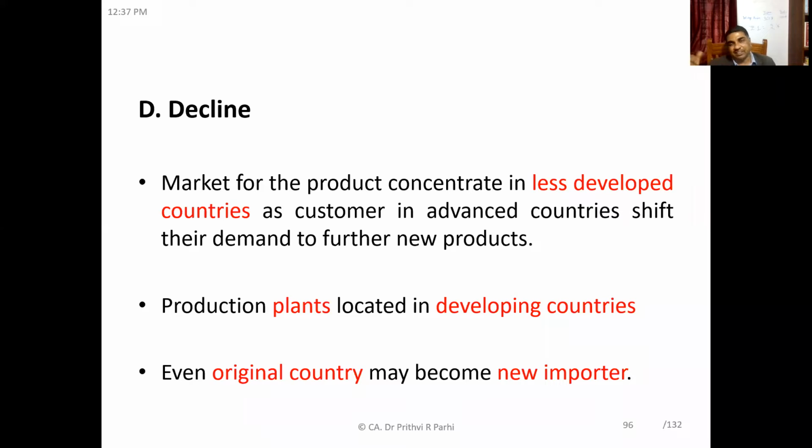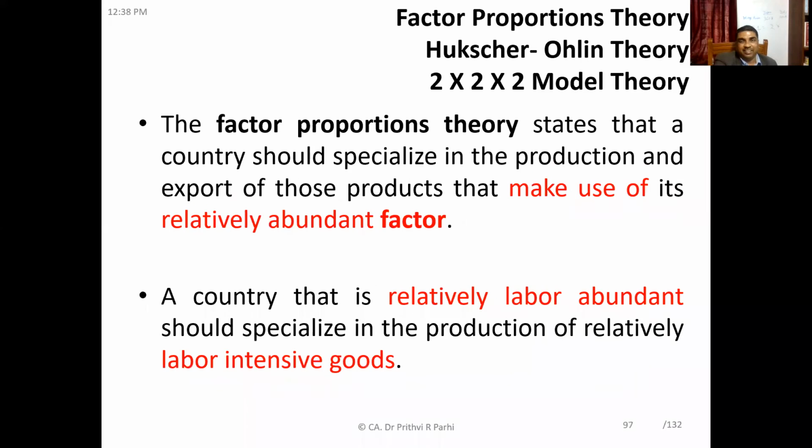Even the original country where the product was initiated may become a new importer. Okay, because the entire production facility is shifted to a different country, and the market shifted to a different country. But if at all that product is needed by the original country, it has to import. Understood? So this is how a product life cycle is linked with international trade and business. Did you understand this?